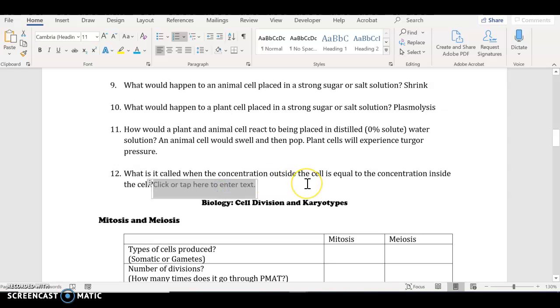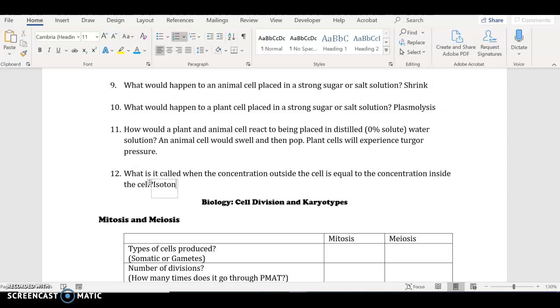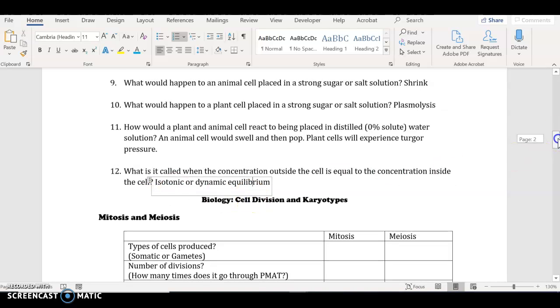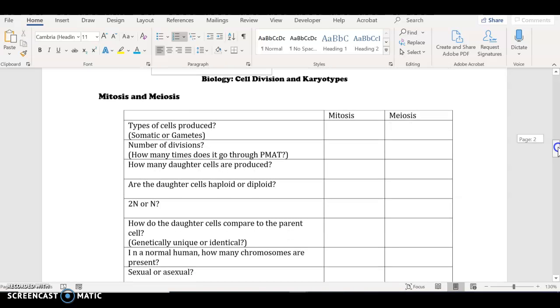What is it called when the concentration outside the cell is equal to inside the cell? That's isotonic, when they're the same. It could also be dynamic equilibrium, but on your test, I'm going to be looking for probably isotonic. Then we're on to cell division.